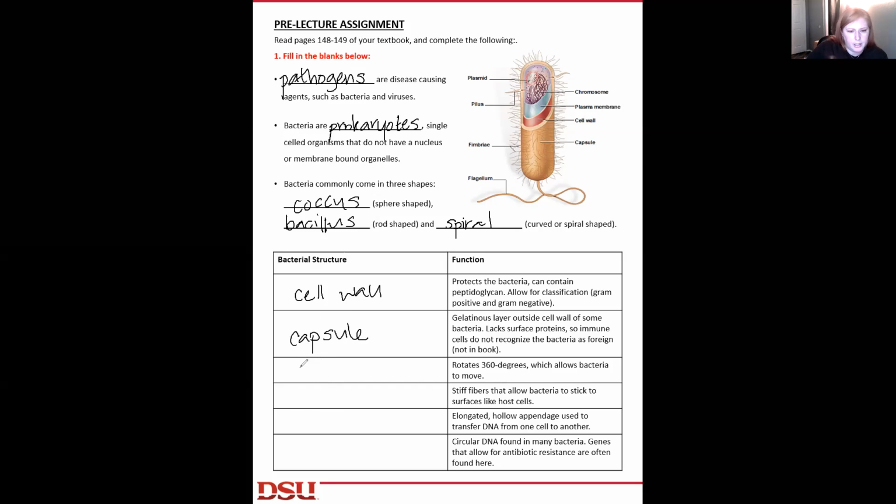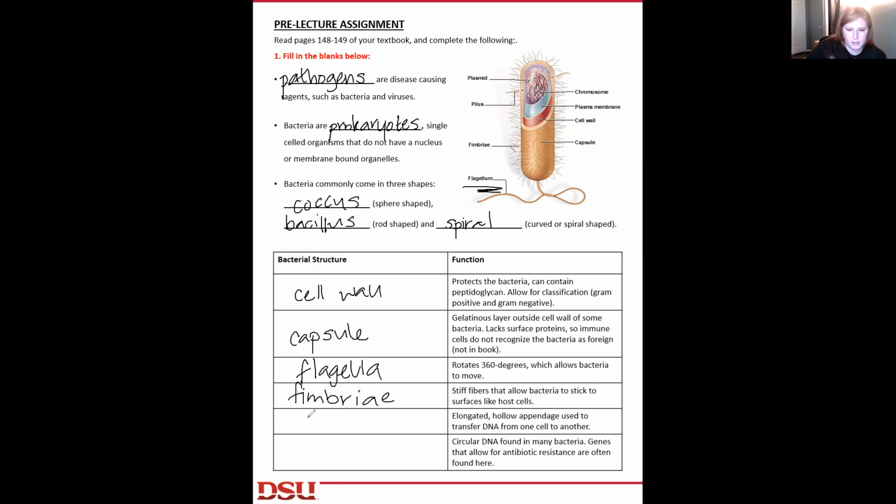This should be flagella. It's that whip-like projection right here. Rotates 360 degrees and allows the bacteria to move in its little environment. Then we have these stiff fibers called fimbriae. Allows some types of bacteria to stick to other cells, like host cells.